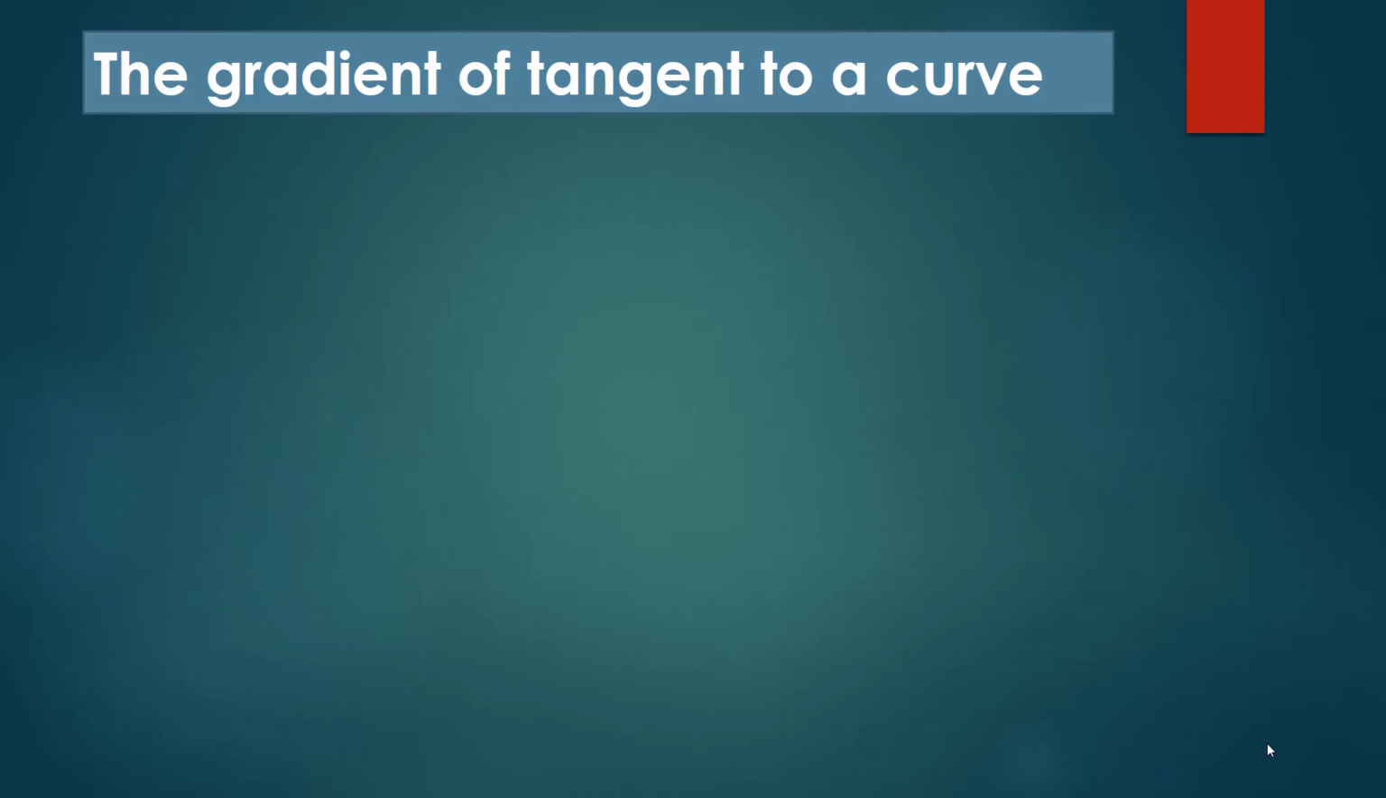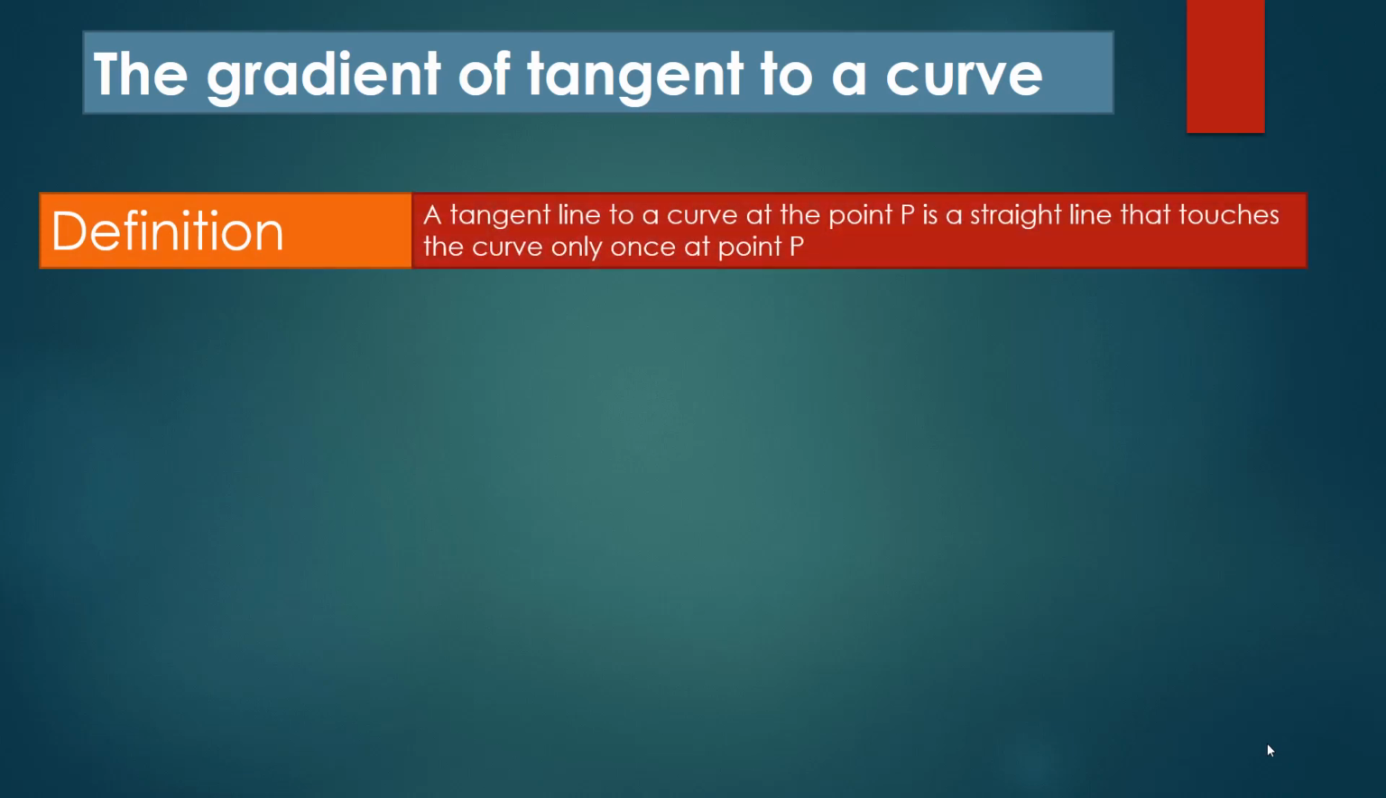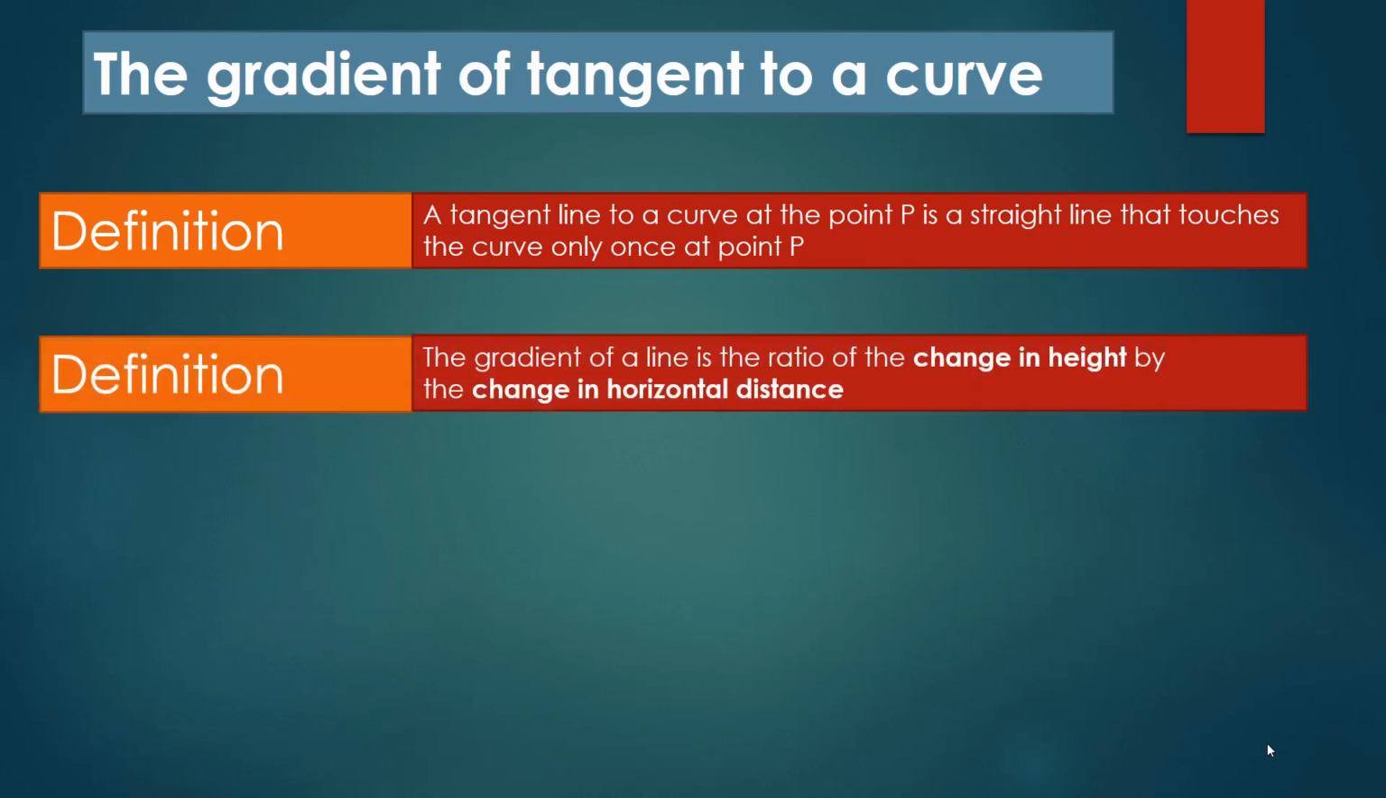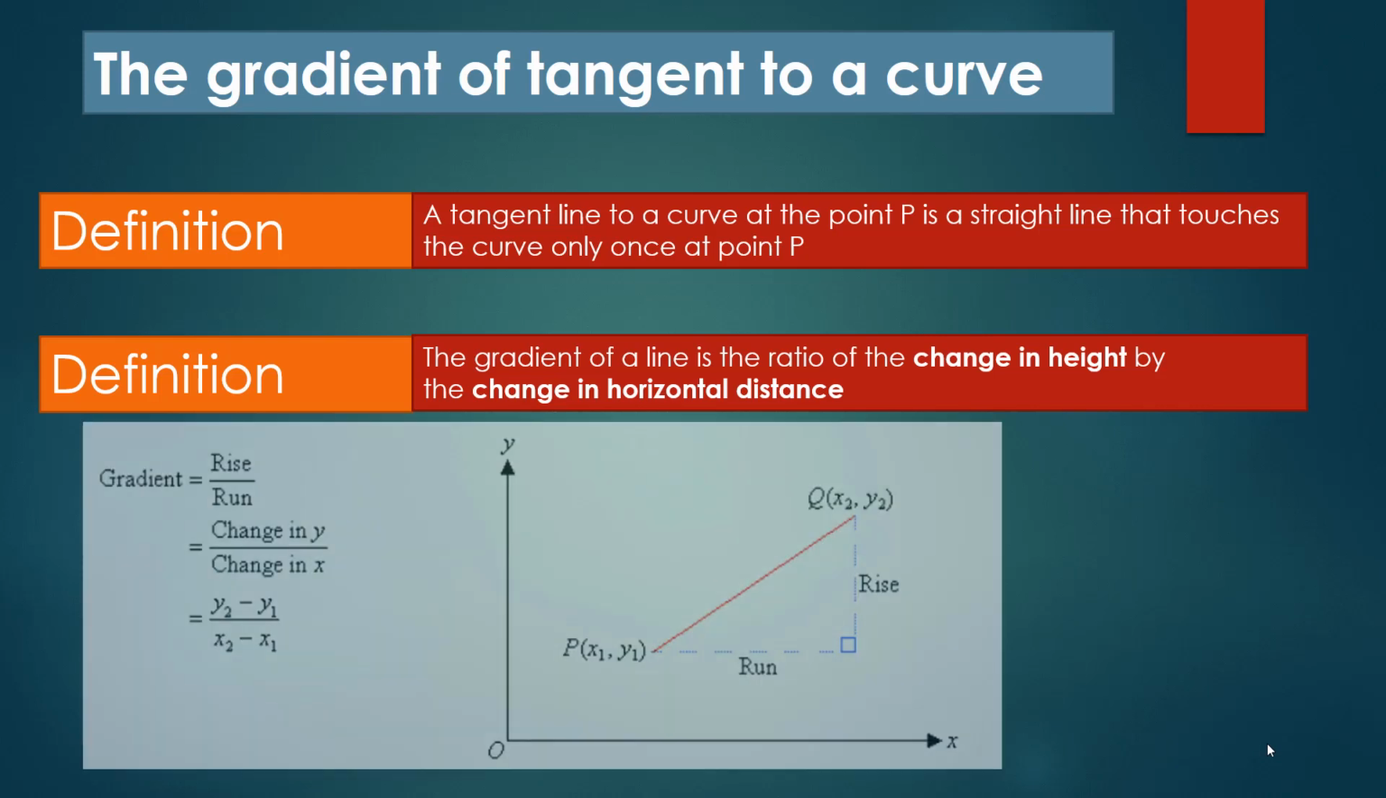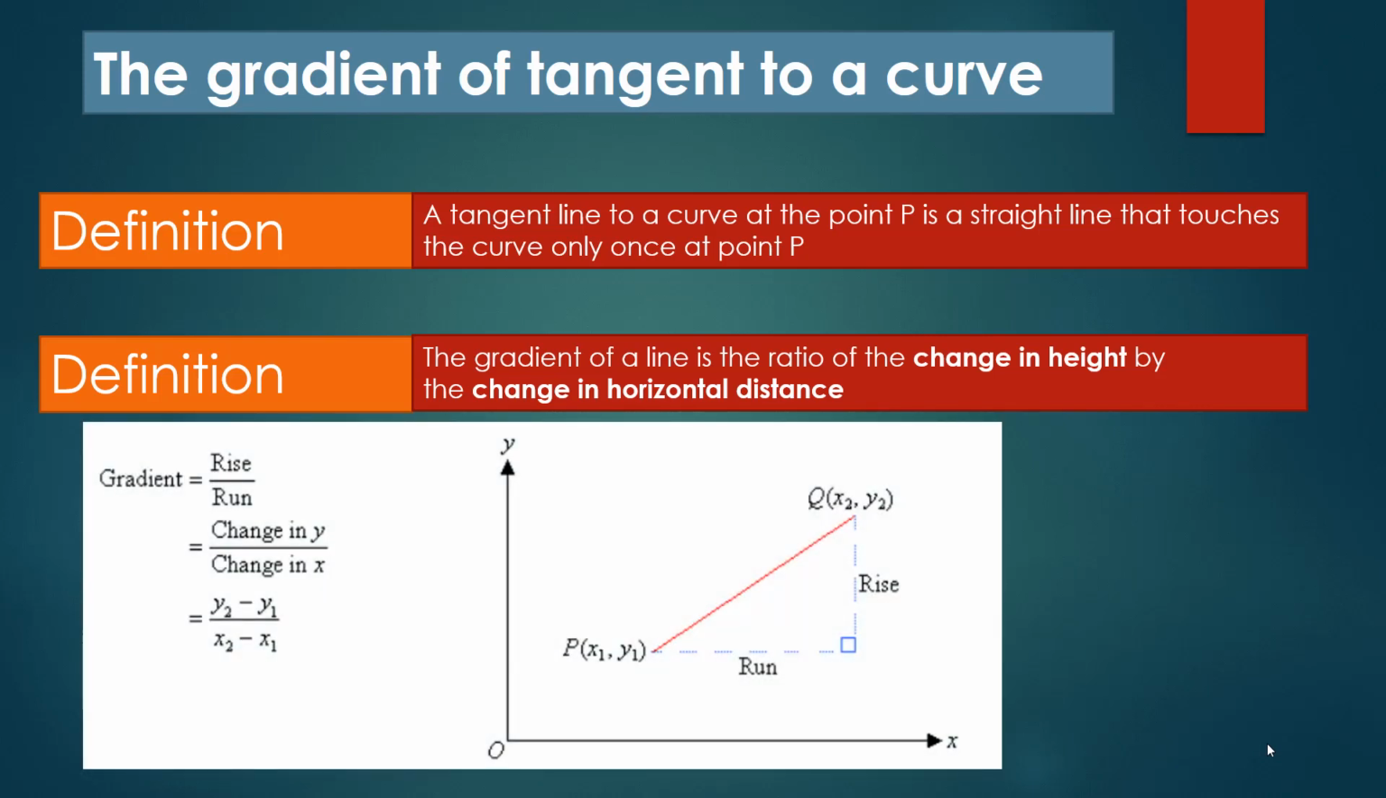So, let's go on. What is the gradient of a tangent to a curve? First of all, we need to review one more time what a gradient is and what a tangent line is. A tangent line to a curve at the point P is a straight line that touches the curve only once, at the point P, for example. And the gradient of a line is the ratio of the change in height to the change in horizontal distance.